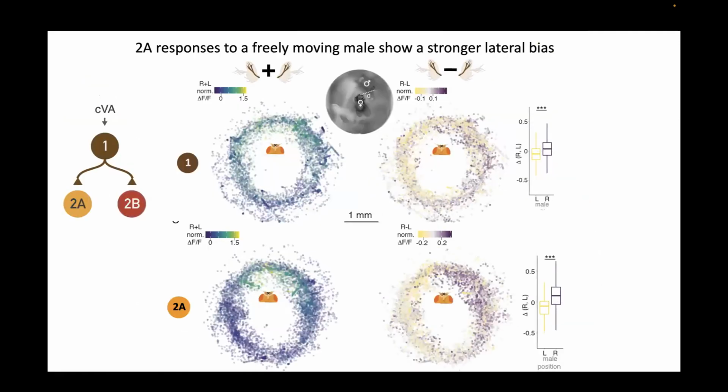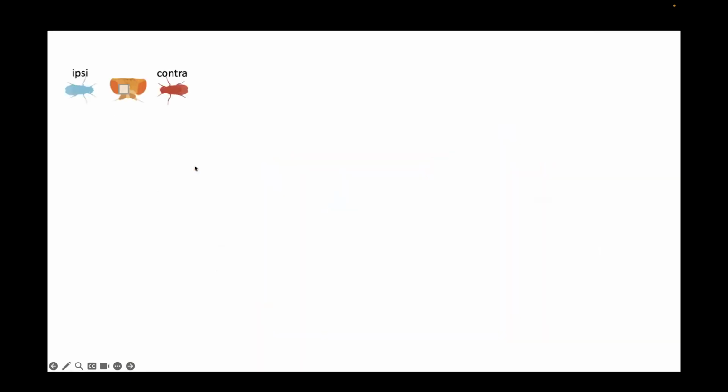If we look at the data collectively, here the first line is from the receptor neurons, and the second line is the results from 2A neurons. We see an increased front bias, but also an increased lateralization. The 2A neurons on the left side respond mostly when the male is on the left, and vice versa. And this is stronger than the lateralization in the receptor neurons.